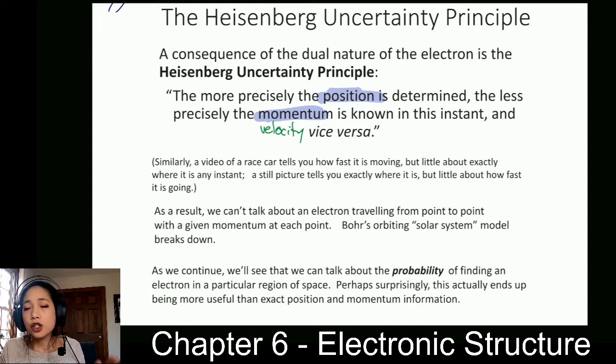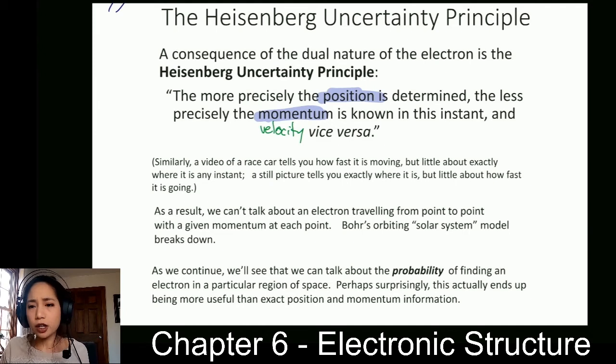So what's better, instead of knowing one for complete certainty, is to have a probability. If I say, okay, I kind of know the position, the electron is somewhere in this space, then I can know a little bit more about its momentum. That's where these probability maps come into play. You might know about electron orbitals. Those orbitals are just probability maps of finding where that electron may be in space.